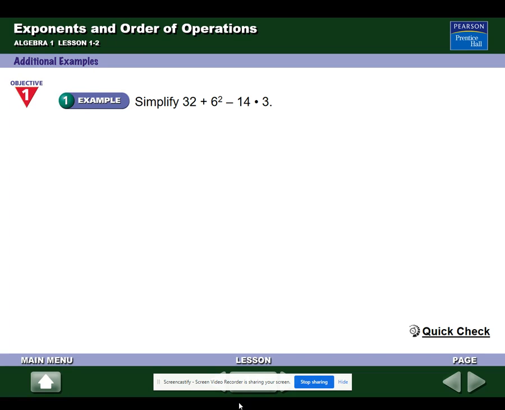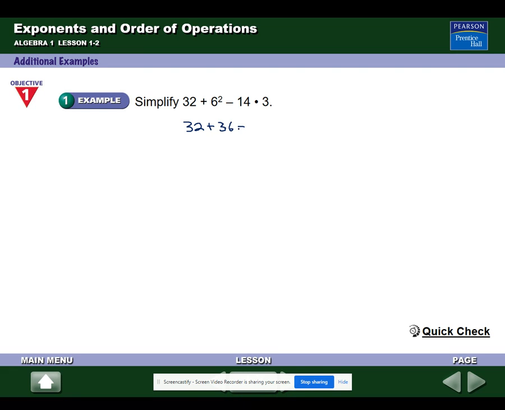Simplify, we talked about what that means. Simplify, and we want to follow the order of operations. Now this is 32, which nothing can be simplified. 6 squared, notice there's no parentheses that we could multiply something to get rid of. So I'm moving to exponents, and I can simplify this. 6 squared, 6 times 6, that's 36.